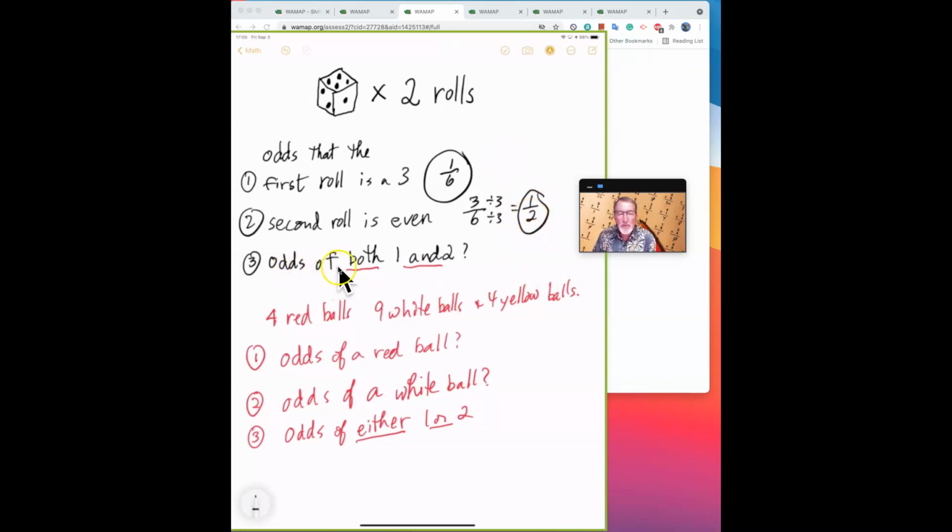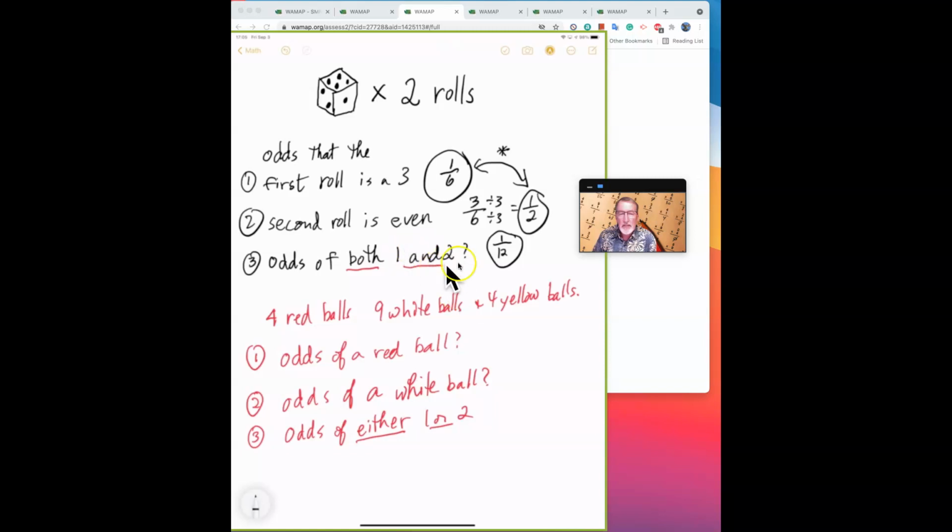So what are the odds of both 1 and 2, both of these happening? First roll is a 3, second roll is even. Because these are and, they both have to happen, we are going to multiply these two together. I'm going to put an asterisk here. We're going to multiply those two together. So 1/6 times 1/2 is 1/12. And that will be our final answer.